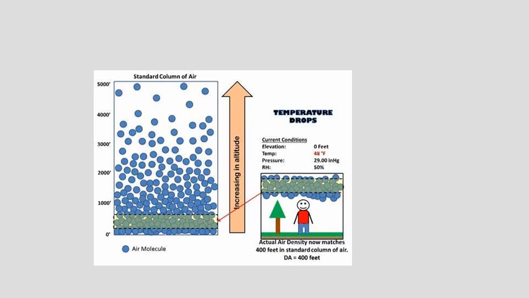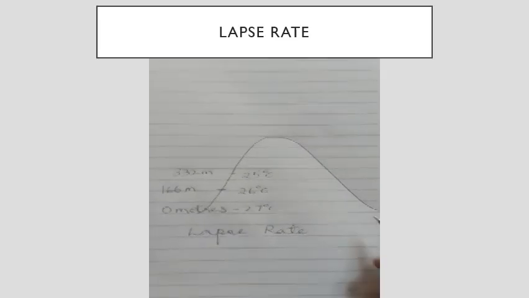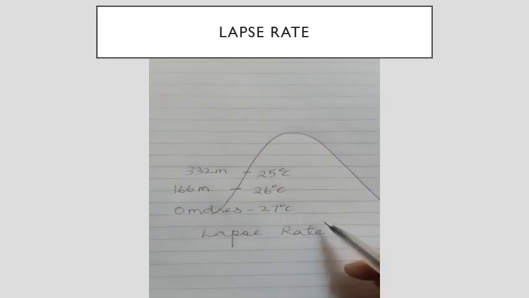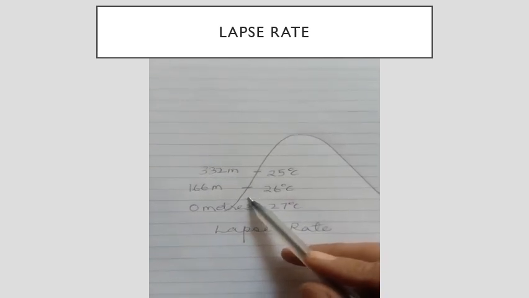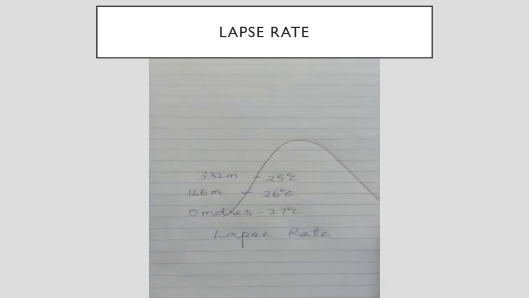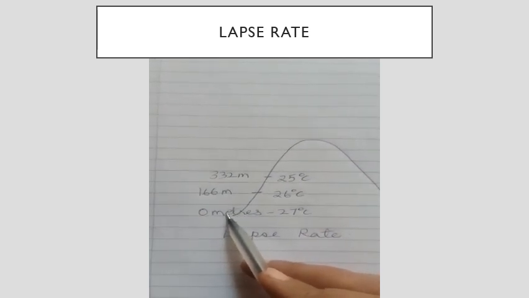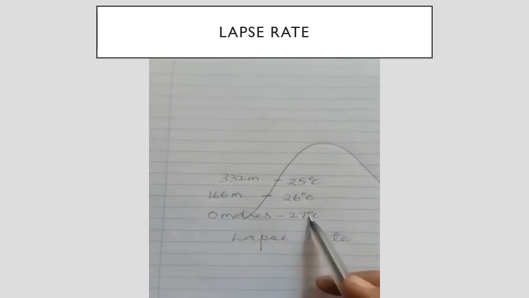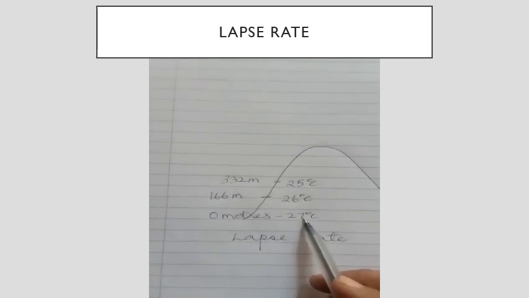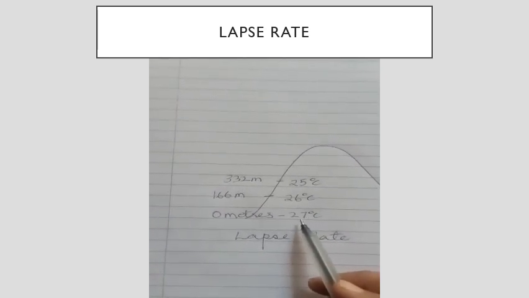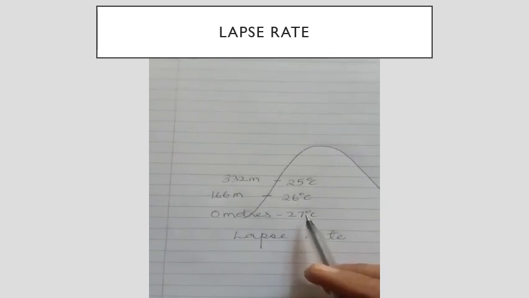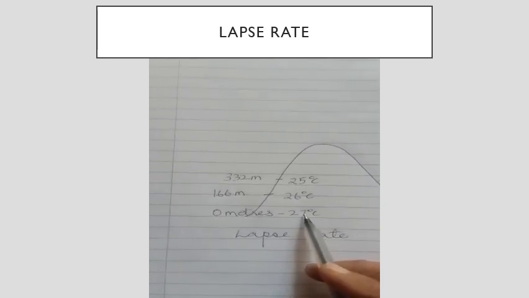So in order to explain the phenomenon of lapse rate, this is a hilly area. Let us say this is at sea level, 0 meters, and the temperature is 27 degrees centigrade. Now lapse rate is the fall in temperature at a rate of 1 degree centigrade for every 166 meters increase in height.